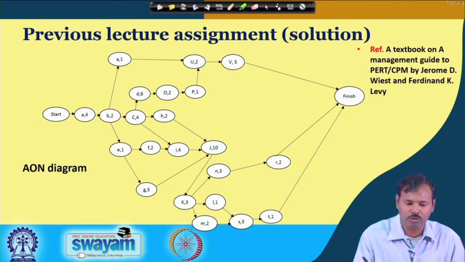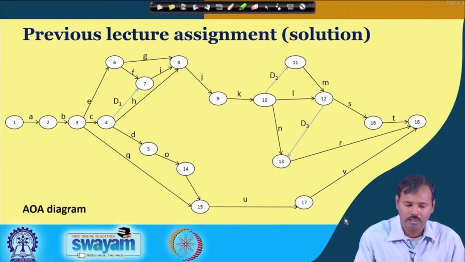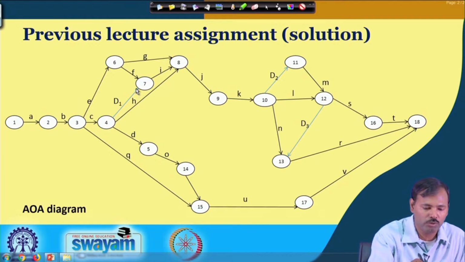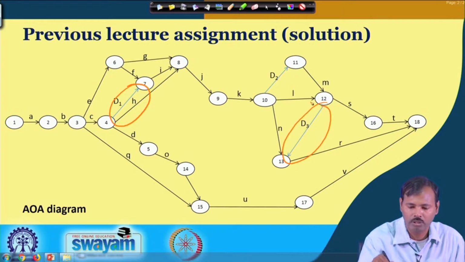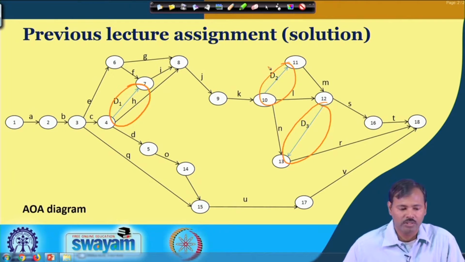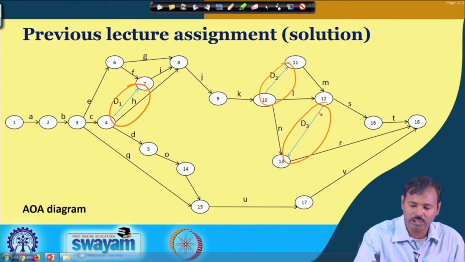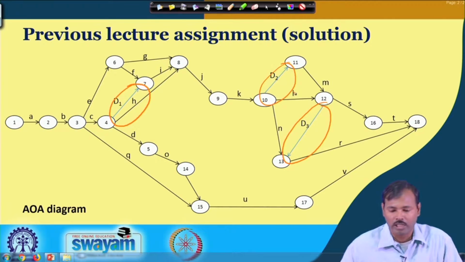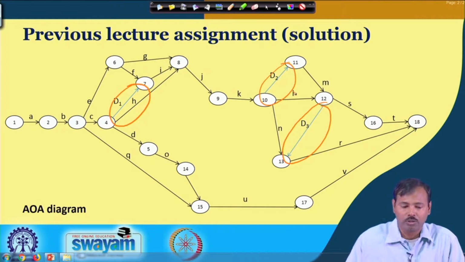This is the activity on node diagram for the solution of that problem, and the next one is the activity on arrow diagram, where you can see you need to use some dummy jobs. These dummy jobs are there, but in the activity on node diagram that is not required. Unfortunately, instead of the dotted line I forgot it, so it is showing in a colored line, but these are the dummy jobs.